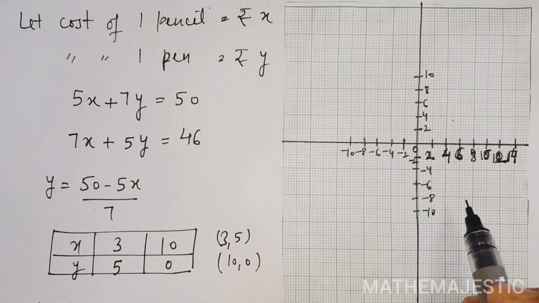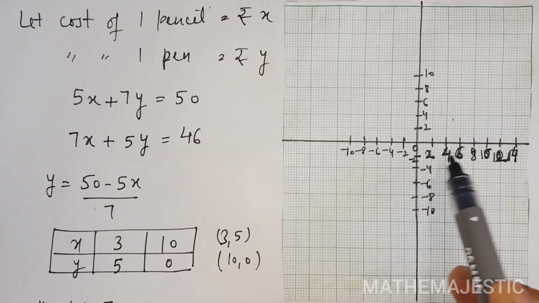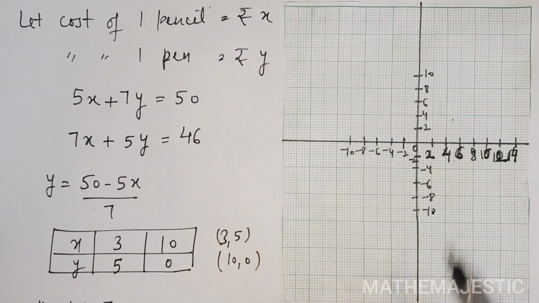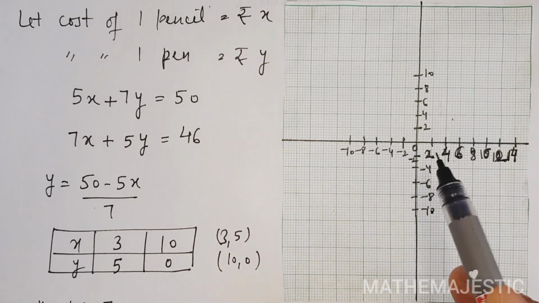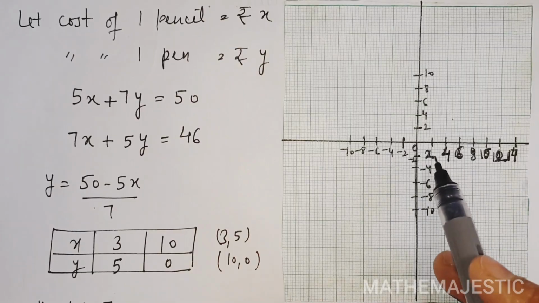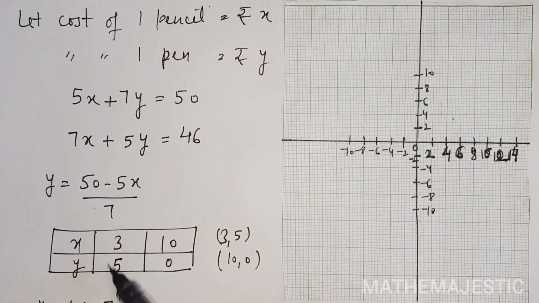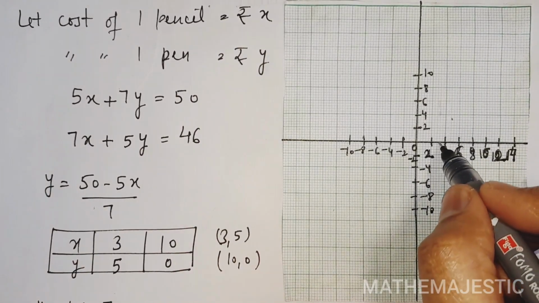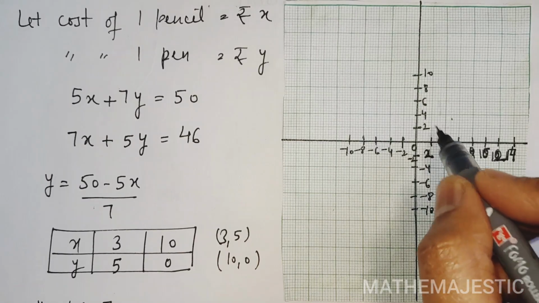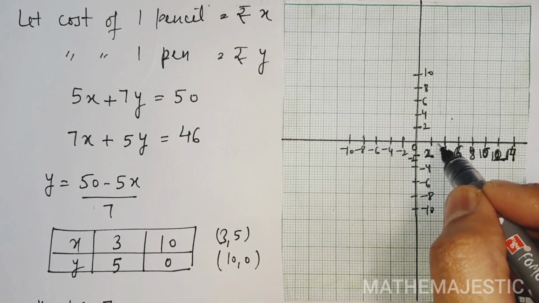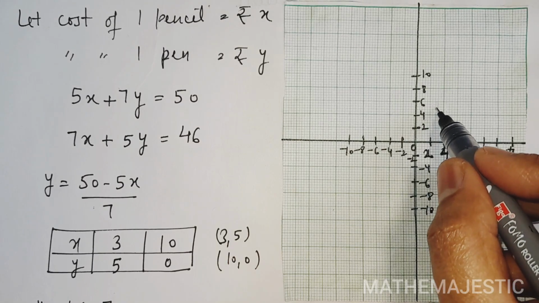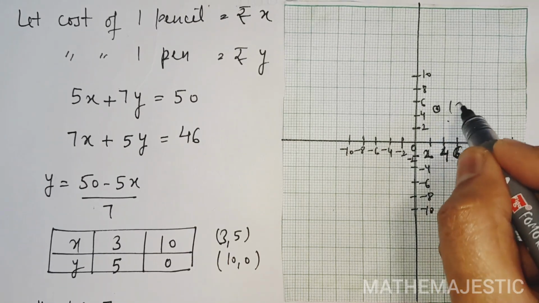If here we have taken a gap of 2, you can take a gap of 1 also. It is as per your convenience. I think you are very well aware of how to make the graph now, and how to take the scale on the graph. Because I have a small graph here, I have taken a distance of 2. If x is 3, then y is 5. x is 3 means it will lie somewhere here, and y is 5, so it will lie between 4 and 6. So this will be the point here, 3, 5.